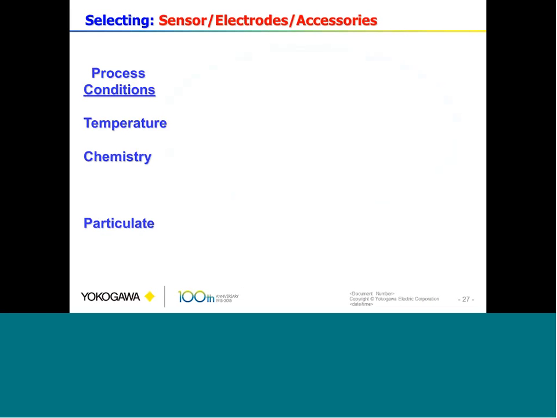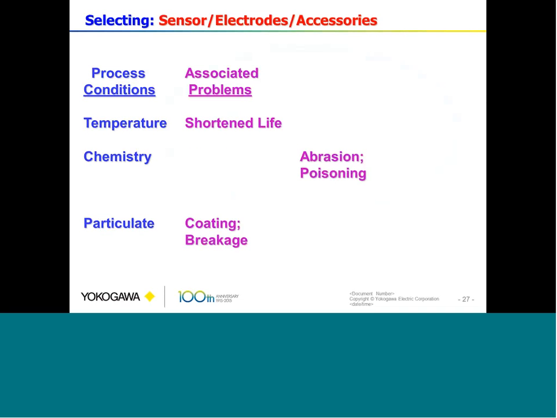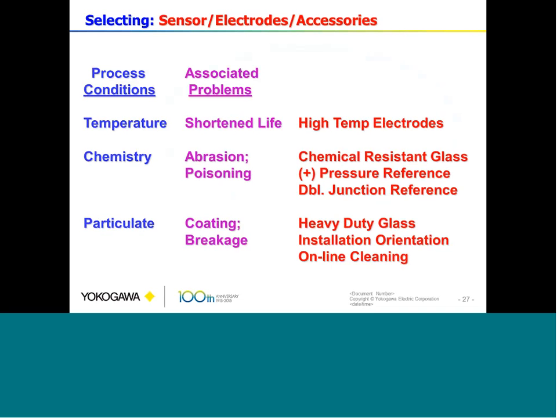When you're looking to put in a loop, the sensor is obviously the most important, and the best way to get the best sensor to fit your application is to know what the process conditions are: the temperatures, what the chemistry is, is there particulate involved? Because each one of these has an associated problem, shortened life, abrasion, you name it. So by knowing your process and knowing the things that are going on in there that can cause problems, you're able to pick the best electrodes for that particular application, so you can get the most accuracy and obviously the longest life.